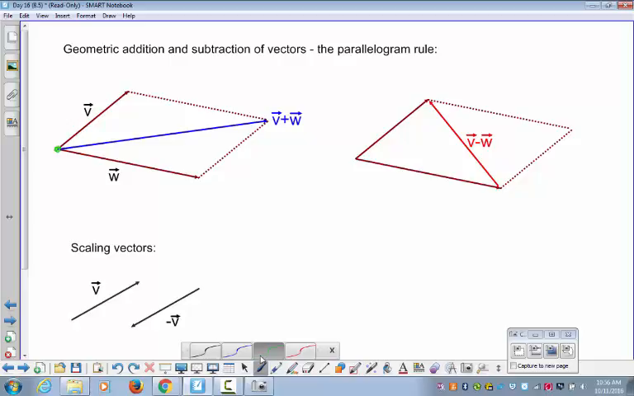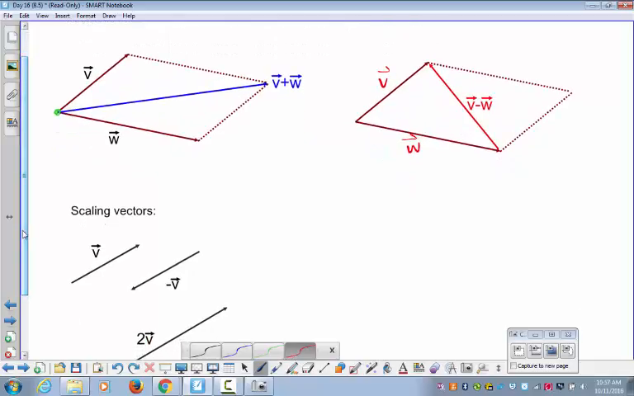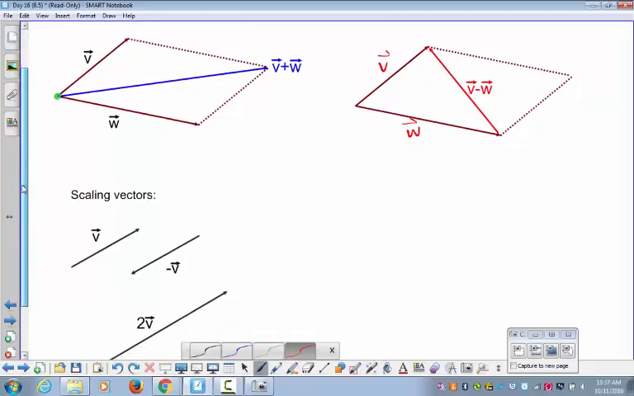The other diagonal of the parallelogram: notice that the vector tip is up here and the vector tail is down there. So this is vector v, this is vector w. V minus w will be that vector right there. Now, the question might be, why is that v minus w? Why doesn't it go the other way? And here's how we're going to think about it.